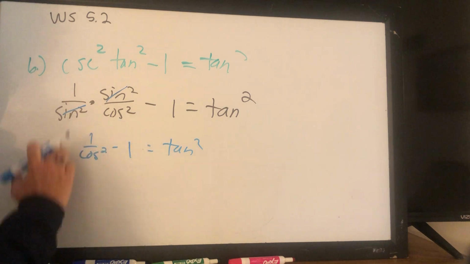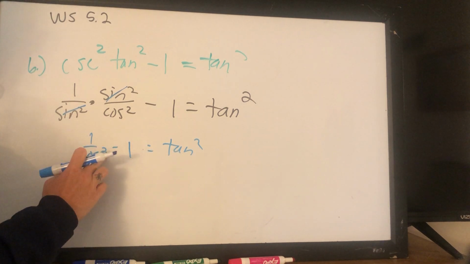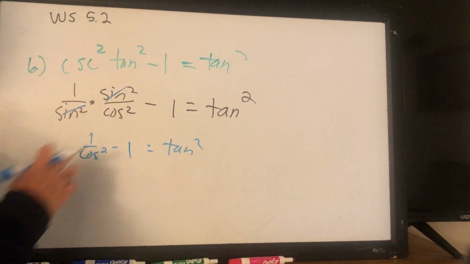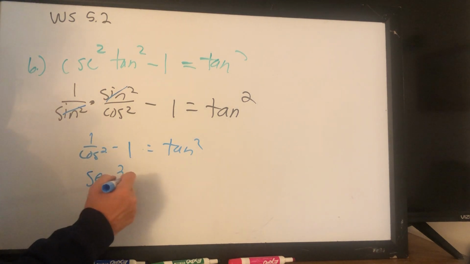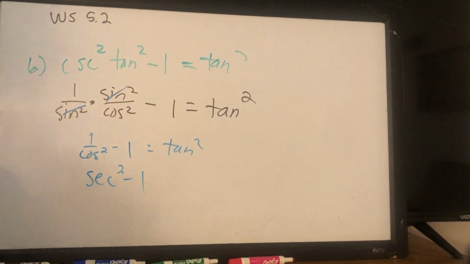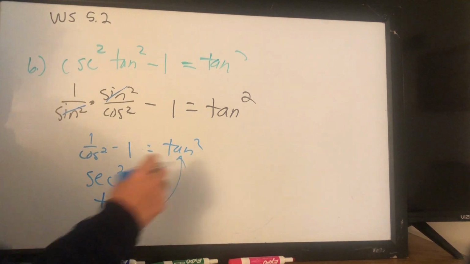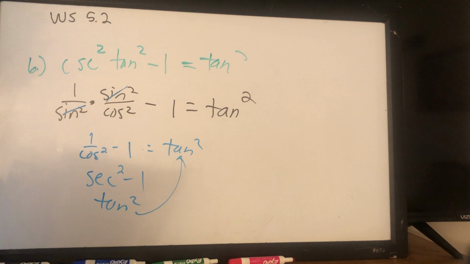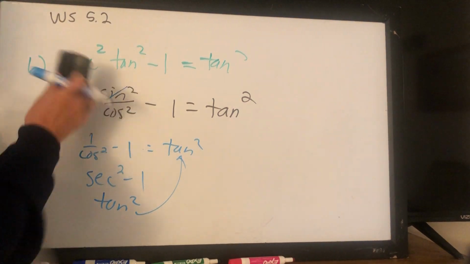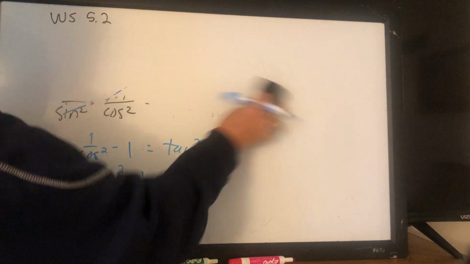You got to look at this. Look where we're trying to get. We got a squared and a minus 1. 1 over cosine squared is secant squared. And then if you look at that, Pythagorean identities, yay, we are done. All right, that's number 6. 2 more.